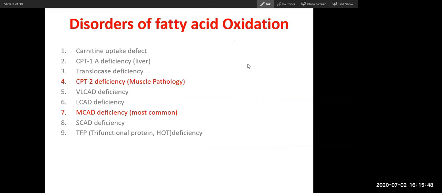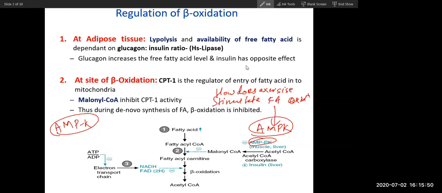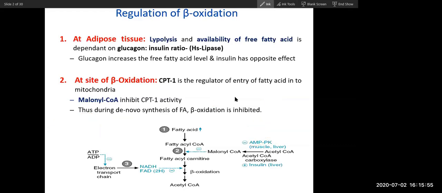Sir, please, I have a question. Yes. So how do people lose weight by exercising if exercise would stimulate AMP kinase?